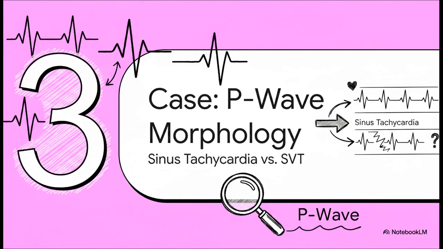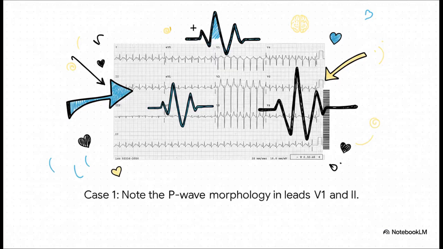All right, theory is great, but let's see how this framework actually works in practice. We're going to start with a head-to-head comparison of two of the most common differentials. And the whole thing is going to hinge on analyzing the most important waveform for figuring out where a supraventricular rhythm is coming from, the P wave. So, let's go back to our first case and do a really detailed analysis.